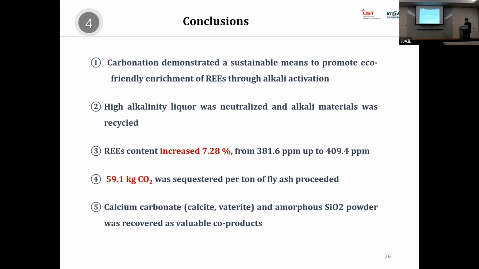The enrichment rate of rare elements is around 7.3%, increasing the content from 380 to 409. Also, 59.1 kilograms of carbon dioxide was sequestered per ton of fly ash. And other byproducts were recovered, such as calcium carbonate and vaterite, and also amorphous silica powder.